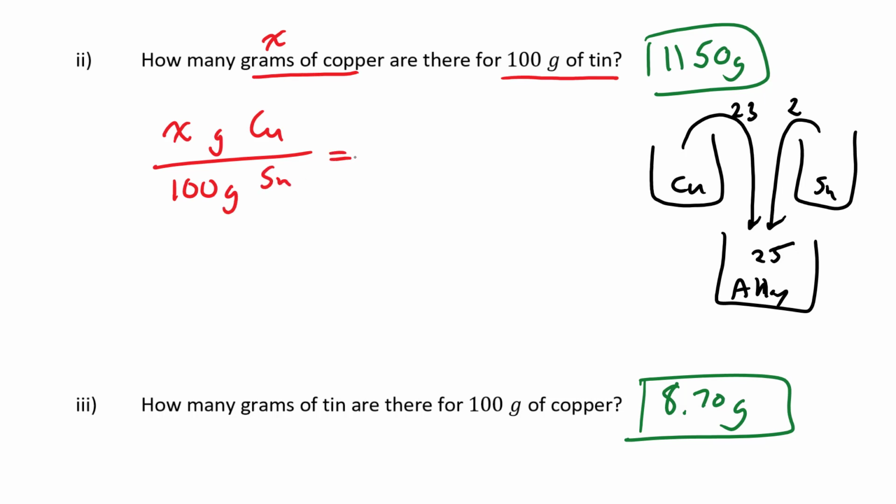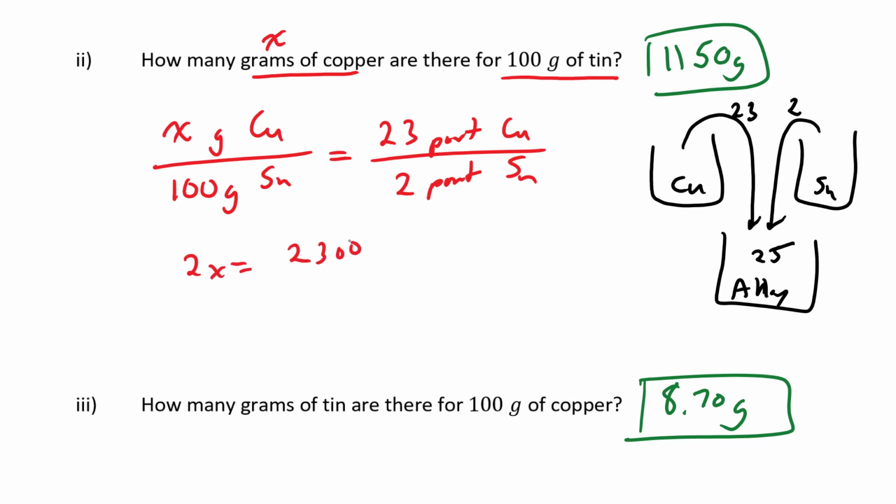What do we have here now? Every 23 parts copper, we use 2 parts tin. Again, we can cross multiply our numbers here. 2x equals 2300. Now we divide both sides by 2.